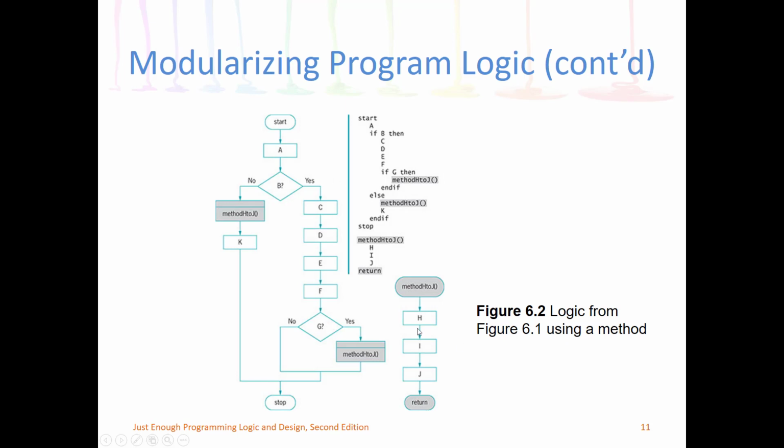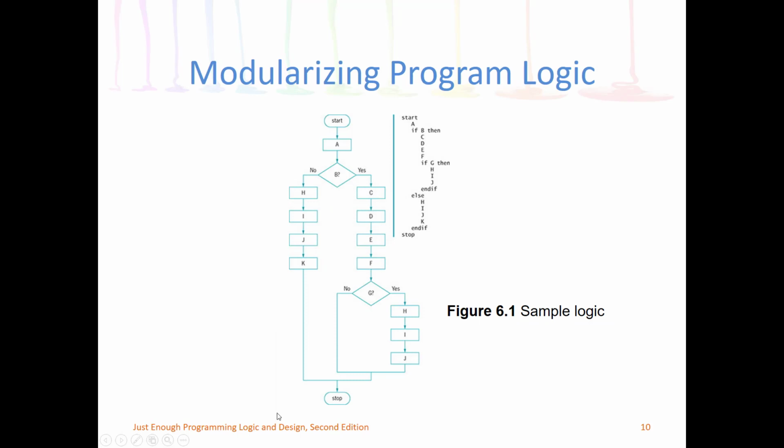Now, this return is different than a return statement where it returns a value. That's two different things. But execution jumps back to the caller, is what that means. Same thing here. If B is true or yes, we do C, D, E, and F. If G is true or yes, then we come over here and call this. Execution then jumps over here, does H, I, and J, and returns back to here and finishes. Okay, so as you can see, we got rid of the duplicate code and made the process a lot simpler by encapsulating this into a module or a function.